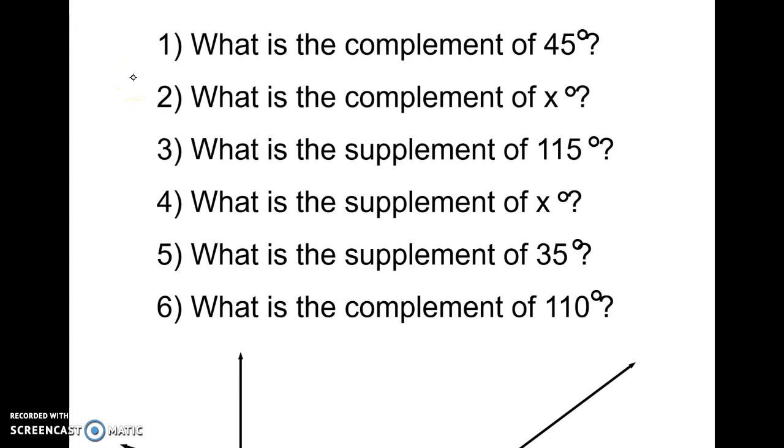So then we can talk about finding the complements and supplements of angles because we know what their total should be. So the complement of 45, remember, complements are 90 degrees. So if one of my angles is 45, what does the other angle have to be in order for the two angles to be complements of each other? Well, it'd have to be 45 because 90 minus 45 equals 45. The complement of x would be 90 minus x.